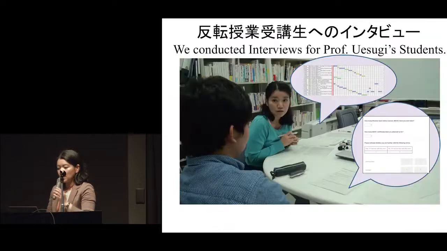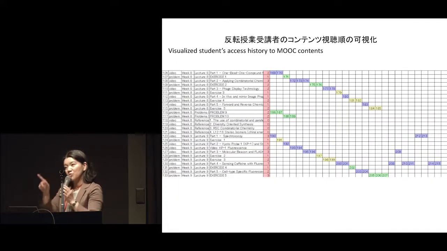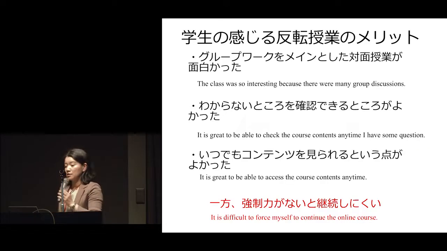This is the interview. In addition to the survey questions, we visualized which scenes a student viewed. And so we asked, why did you see this scene so many times? Why did you skip that part? And received their answers. And as the result of the survey, we had some findings. One is that the flipped class is very good. Now, what is good about it?